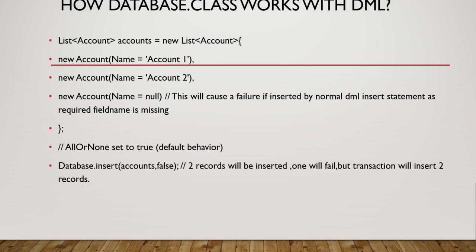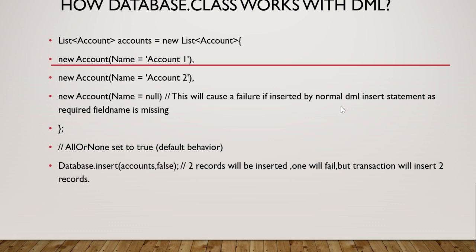Now if you try to do a normal insert of this without using the database class, all these records will fail, even the successful records. But if you use database.insert and pass accounts and false, now what is this for? True and false, we will just see. It's a flag called all or none. But to understand, if you use database.insert on this list, which contains one erroneous record, two records will be inserted and the one will fail, but the transaction will successfully insert the correct records. So this is how the database class works. If you use normal DML, none of the records will be inserted.